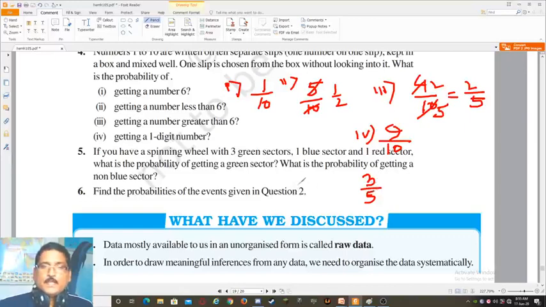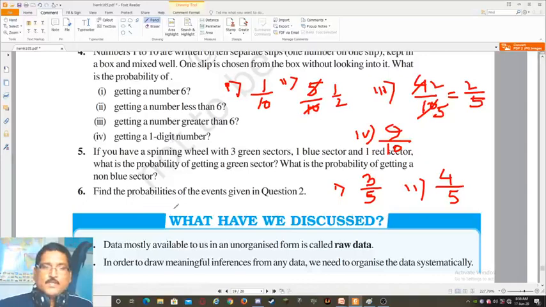Okay, and what is the probability of getting a non-blue sector? What is the meaning of non-blue sector? Leaving blue, you have to take all. So blue is 1. For non-blue, you have to count green and you have to count red, that is 4 by 5. Okay, 4 by 5.